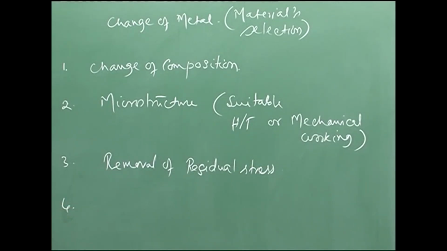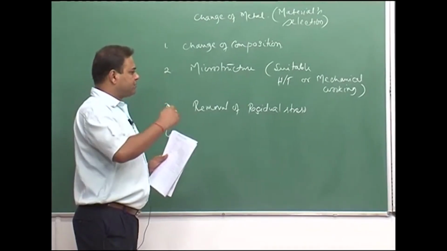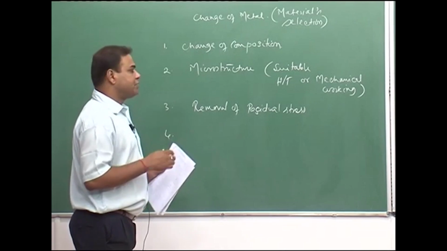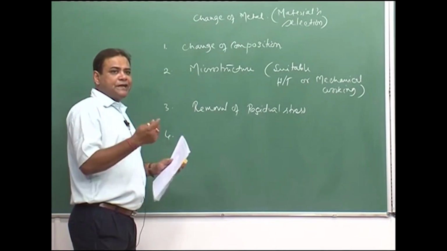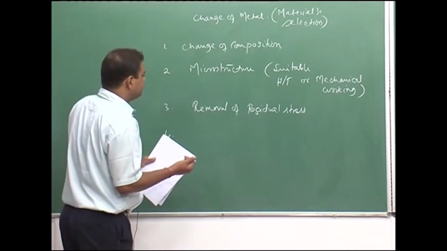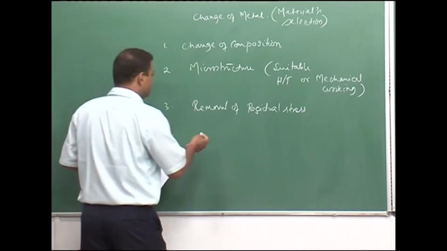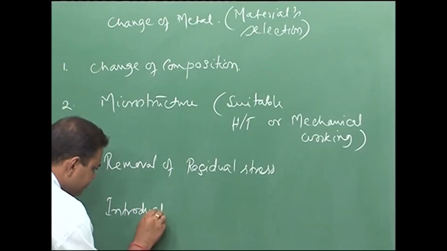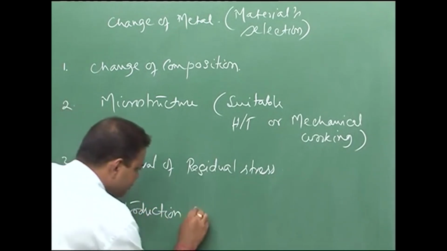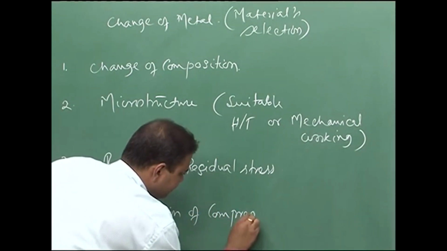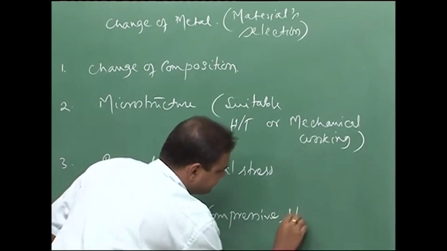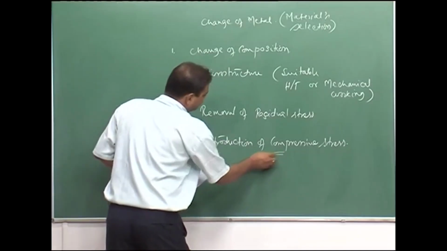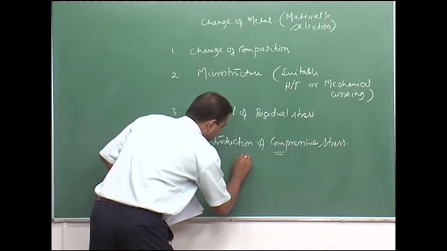Or sometimes we can introduce compressive stress on a particular structure on the surface. If we introduce compressive stress, we can reduce the corrosion fatigue, or even sometimes the stress corrosion cracking can be reduced. Corrosion fatigue is mainly the issue. So, introduction of compressive stress on the surface, and this we can do by one particular process that is called shot peening.